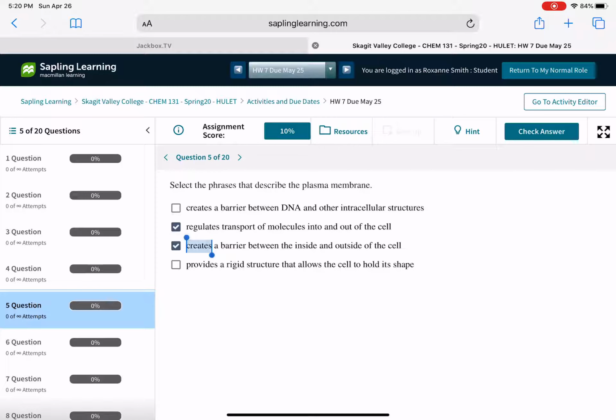Creating a barrier between DNA and other intracellular structures. So what that is asking about, do you have the membrane inside of the cell that is blocking the DNA from the interior components of the cell?